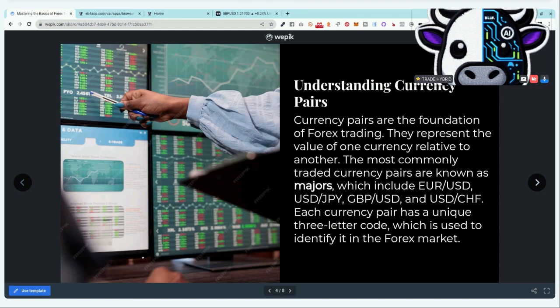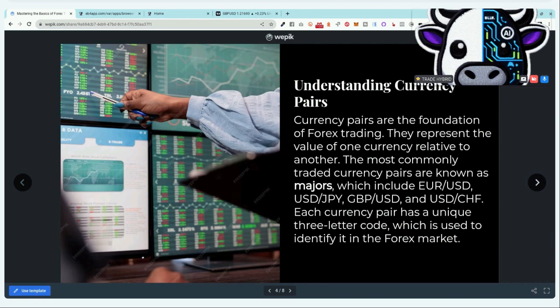Now, these are currencies that are based around countries. The Euro is for Europe. JPY is for Japan. GBP for Great Britain. And CHF is for the franc, right? The Swiss. So each currency pair has a unique 3-letter code, which is used to identify it in the market.